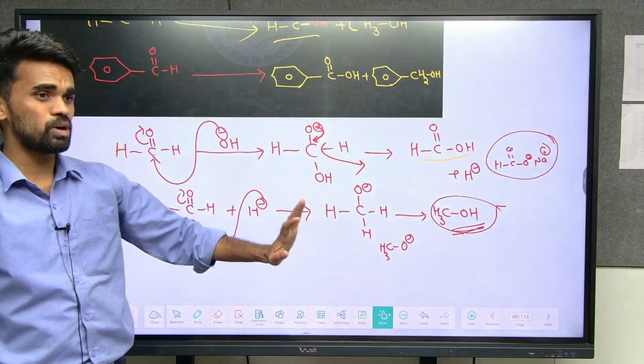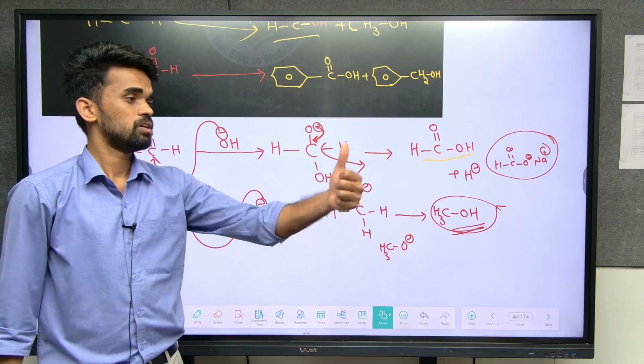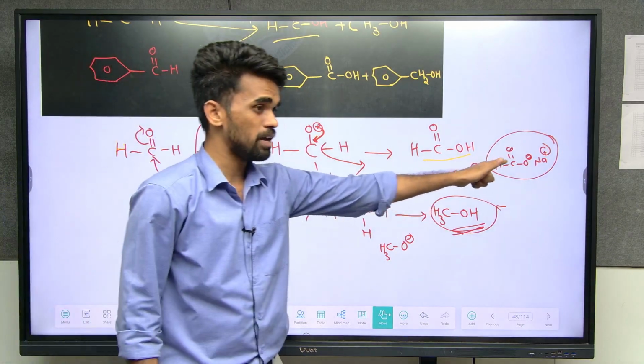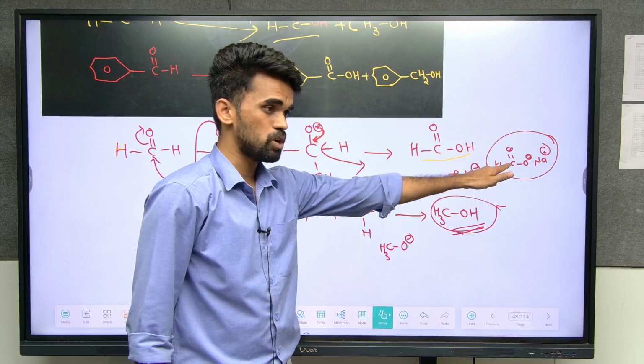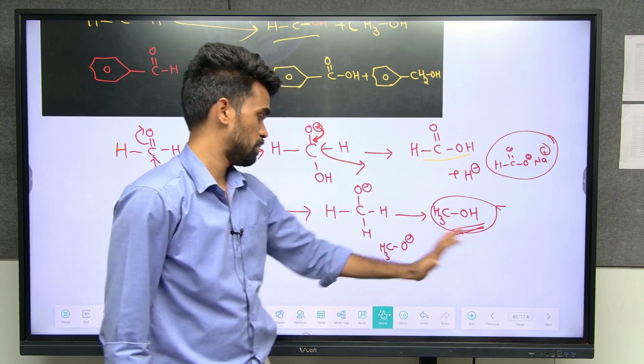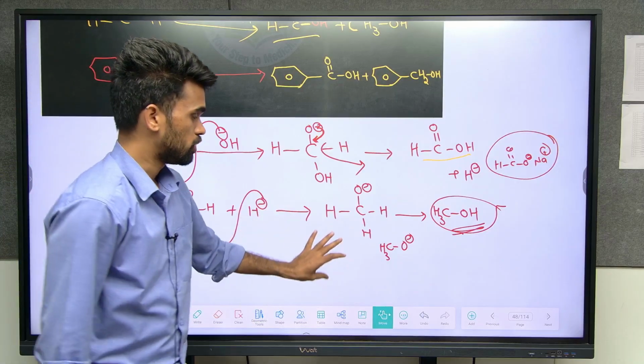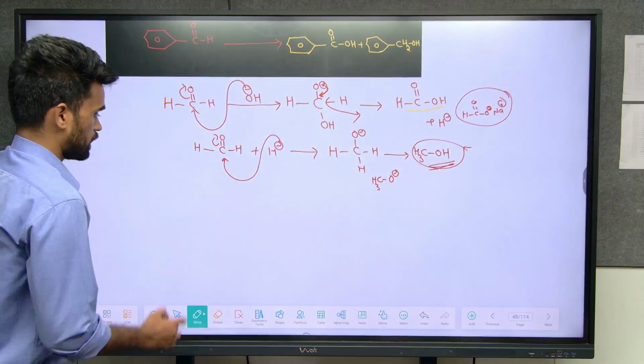So what are the final products in Cannizzaro reaction? Carboxylic acid, alcohol, or carboxylate ion and alcohol? Carboxylate ion and alcohol, remember that. So one is getting oxidized, another one is getting reduced. Okay. Now look at this.